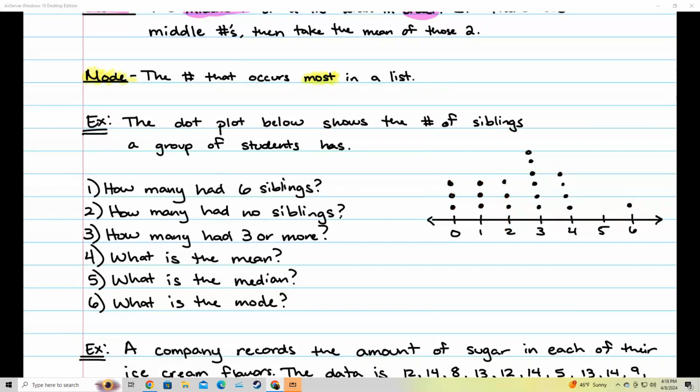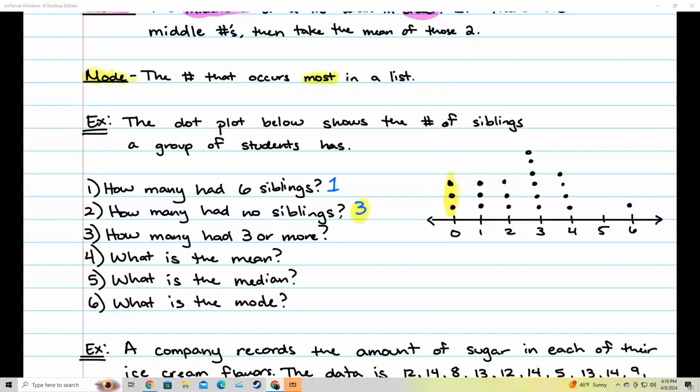So let's answer the first question. How many students had six siblings? Well, there's only one person out here that has six siblings, so we're going to write the number one. How many people have no siblings? Let me highlight this one because it'll be easier to see. These are the people who have no siblings, and it looks like there's three of them. So I'm going to highlight it so it's easier to come back and see that there are three people in that zero column.